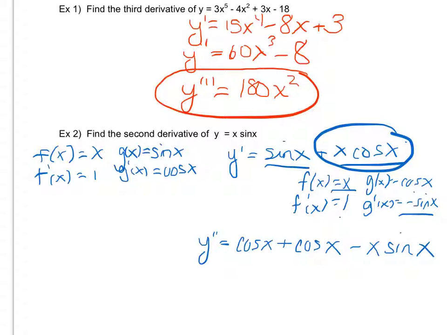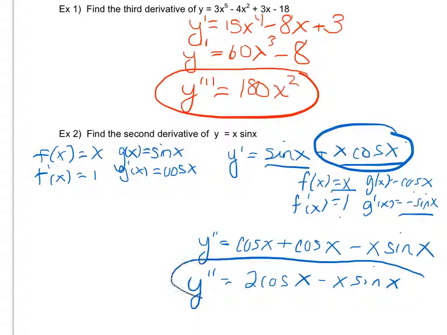And now I can combine some like terms, so my second derivative will be 2 cosine x minus x sine x. Notice I could continue and take the third derivative, the fourth derivative, the fifth derivative, and so on. Each time I take a higher order derivative, I'm just taking the derivative of the derivative before it.